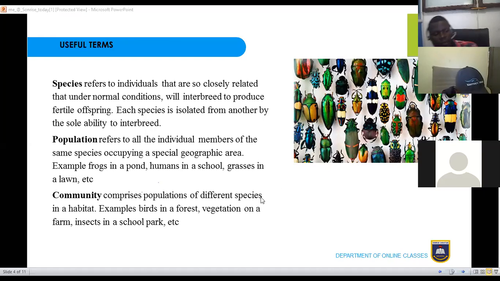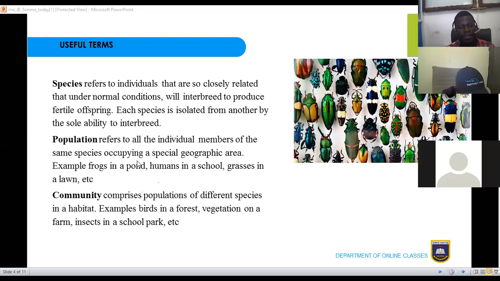If you're okay, then let's look at the population. Population refers to the total number of members of a species that occupy a particular place at a time. So, members of a particular species that are present at a place at a time.